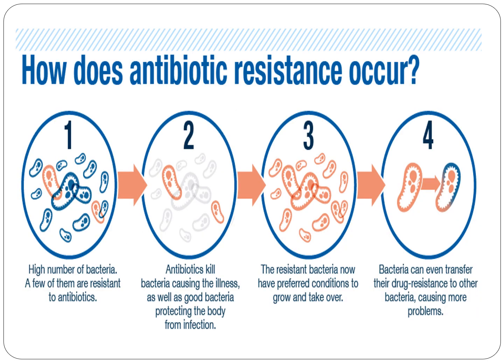Now, how does this antibiotic resistance occur? In a high number of bacteria, a few of them develop resistance against the antibiotics. The antibiotics kill the bacteria causing the illness as well as the good bacteria protecting the body from infection. Some of the resistant bacteria now have the preferred conditions to grow and take over. The bacteria then even transfer the resistance to other bacteria, causing more problems. This is how the resistance develops.